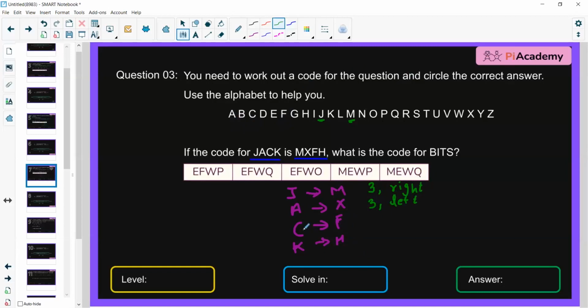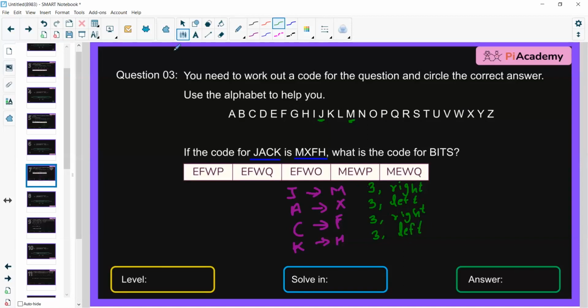Then what is happening from C to F? Plus 3, right? So 3 going to the right. Very good. And then what's happening from K to H? It's going 3 units to the left. Very good. So if we see this overall, what is happening? The pattern is 3 right, 3 left, followed by 3 right, followed by 3 left. So that's what is happening over here.